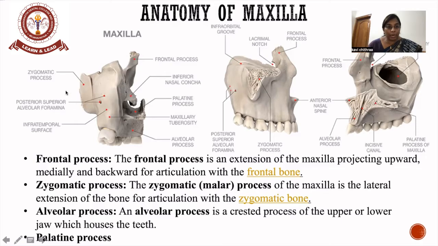The zygomatic process, which is nothing but the malar process of the maxilla. It has a lateral extension for articulation with the zygomatic bone. The next is the alveolar process, which is a crested process of the upper or the lower jaw, which houses the teeth. And the last is the palatine process.